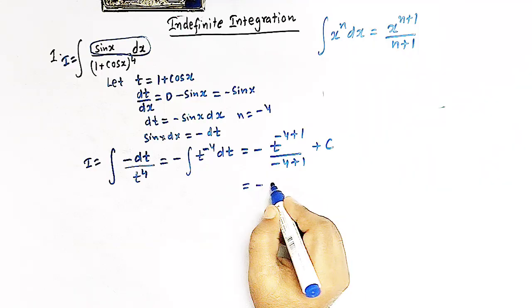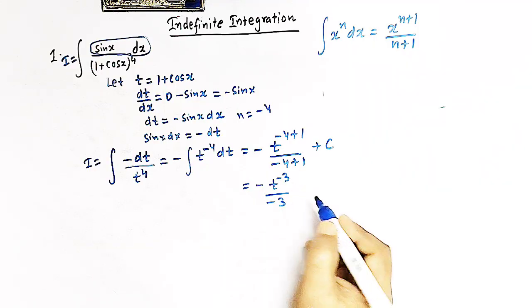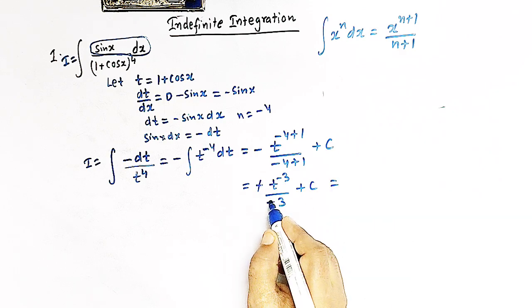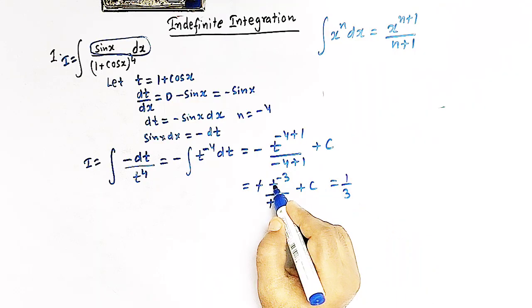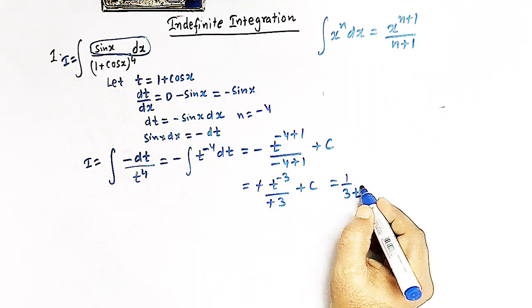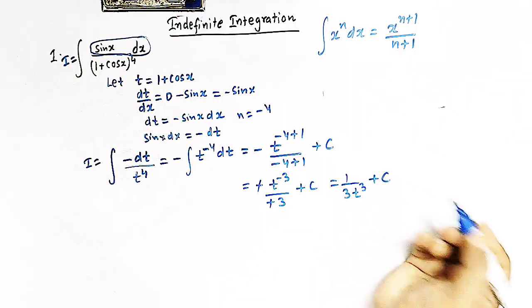So now we have minus t raised to minus 3, and here we have minus 3 plus c, and this negative and this negative get cancelled, and we have 1 over 3, and we can take this t raised to minus 3 to the denominator. So we have now here plus c.